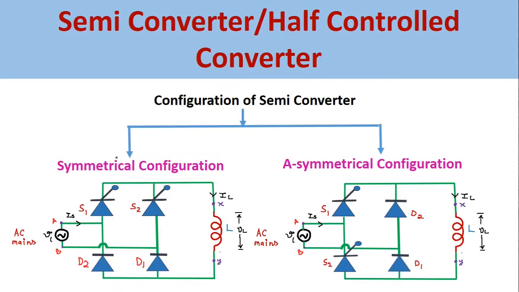As we discussed in the last lecture, the semi-converter has two configurations: symmetrical configuration and asymmetrical configuration. This is the circuit diagram of the asymmetrical configuration, and in the last class I told you that in the asymmetrical configuration the freewheeling process occurs through diodes D1 and D2, whereas in the symmetrical configuration freewheeling occurs through a pair of thyristor and a diode. So in this lecture we are going to discuss the asymmetrical configuration.